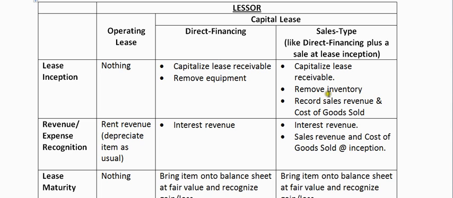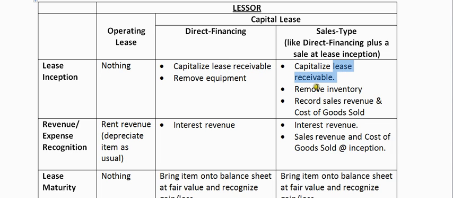With the sales type, we're going to remove inventory. We're going to call it inventory instead of equipment. And because it's a sale, we'll also record sales and cost of goods sold. But what are we capitalizing for the lessor? In both cases, we're going to capitalize a lease receivable.